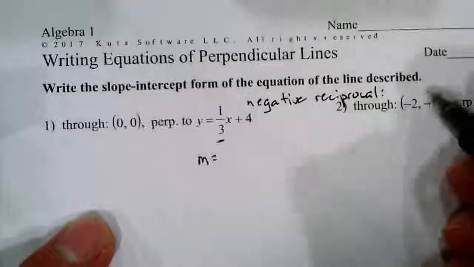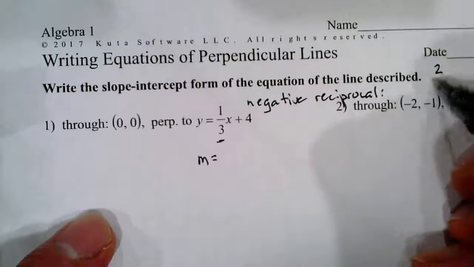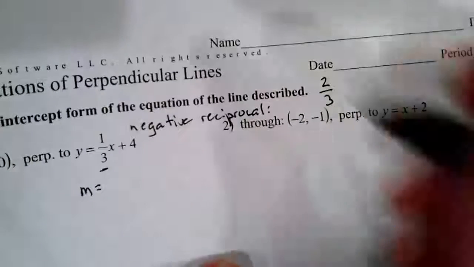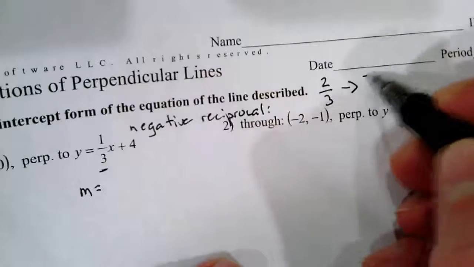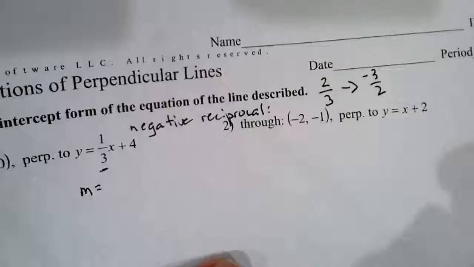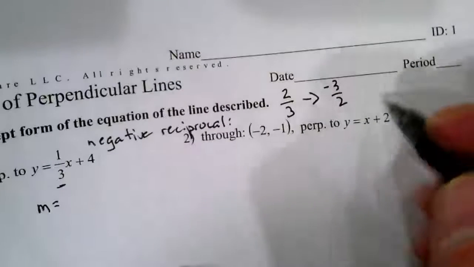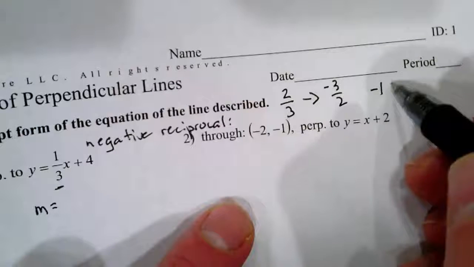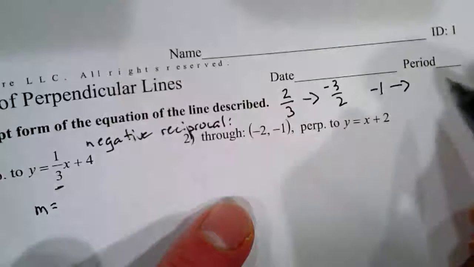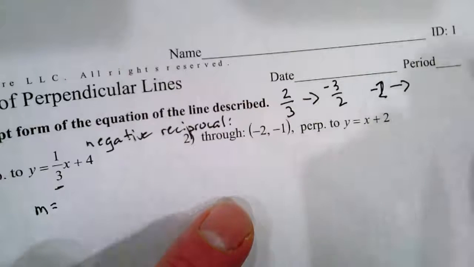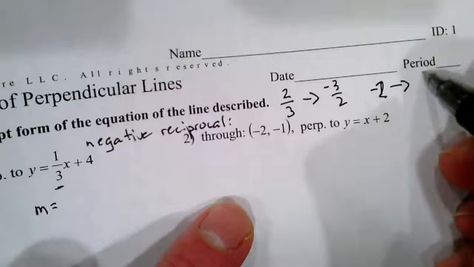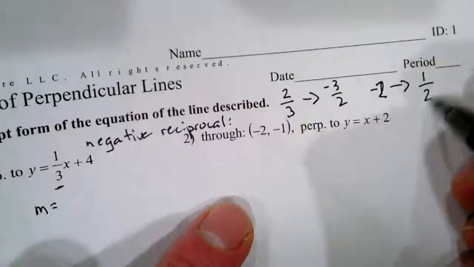reciprocal. So if I have, for example, the fraction, I don't know, 2/3, the negative reciprocal would be -3/2. Or if I had, for example, -1, which we could think of as -1/1, the negative reciprocal for that, actually let's make that -2, which we could think of as -2/1, the negative reciprocal would be +1/2.